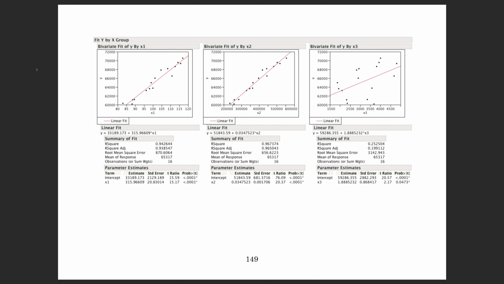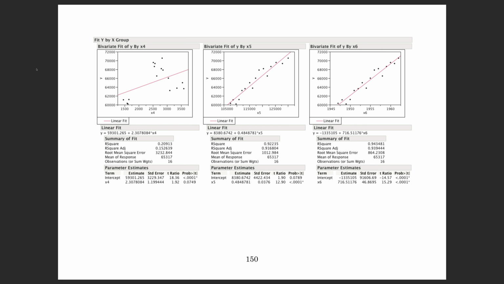So let's have a look at the next three x's. Now if we look at the next three, you can see that x5 and x6, the two on the right, both again look very good. x5 explains about 92%, x6 explains about 94%, and again x4 doesn't really look very good. It only has an R squared of about 20%, and it's not even significant at 5%. The observed significance level is about 7%.